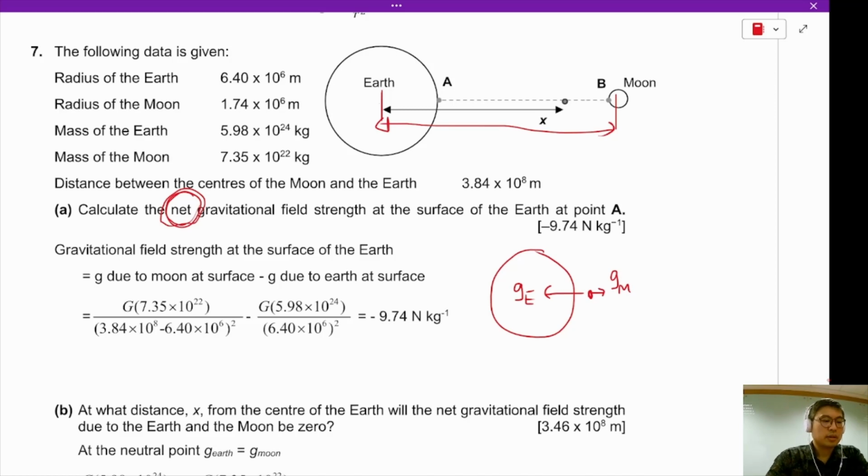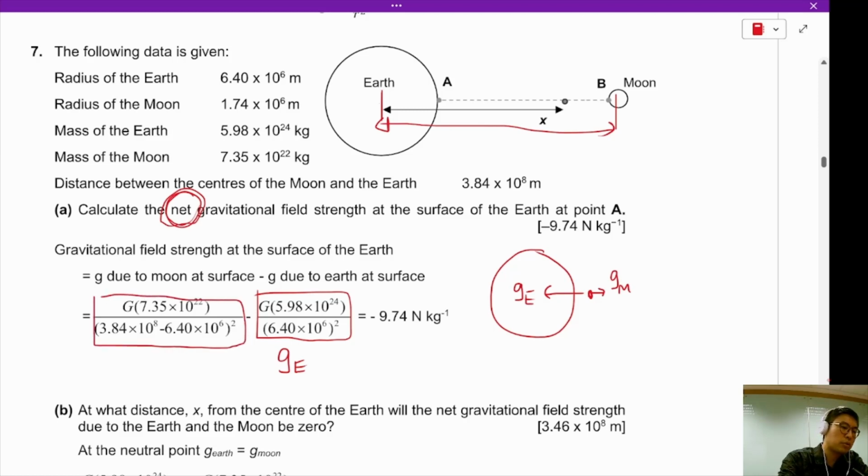Now, the gravitational field at the surface of the Earth will be given by this one. So this is the gravitational field of the surface of the Earth. This is GE. And what about the gravitational field of the Moon? This is the gravitational field of the Moon, GM. So when you subtract GM from GE, you can see that the number is 9.74.